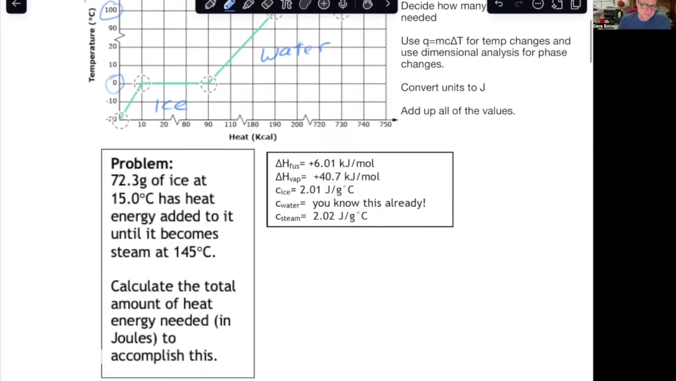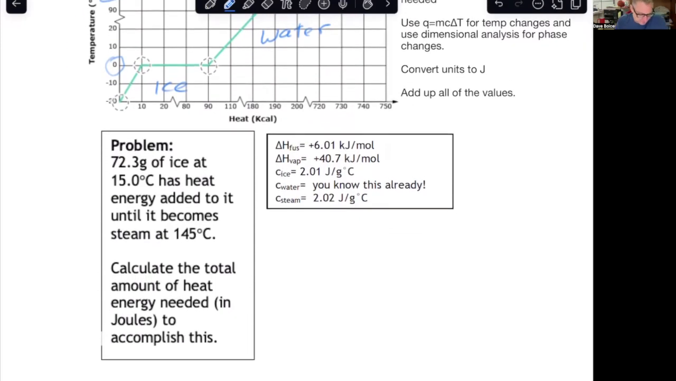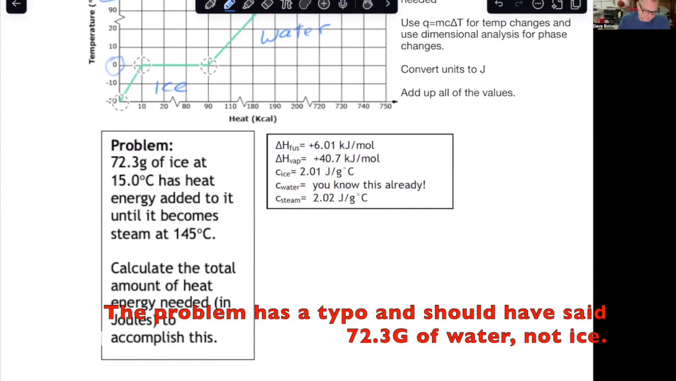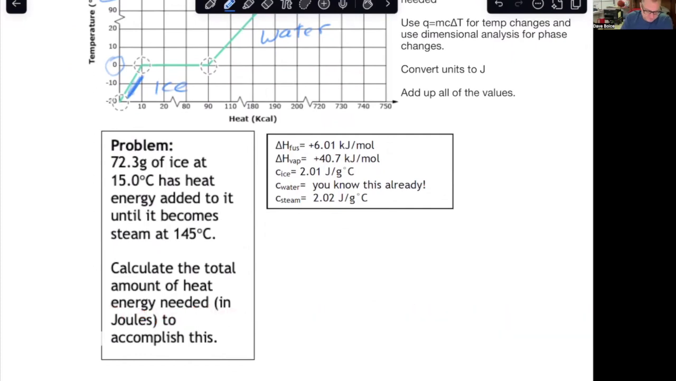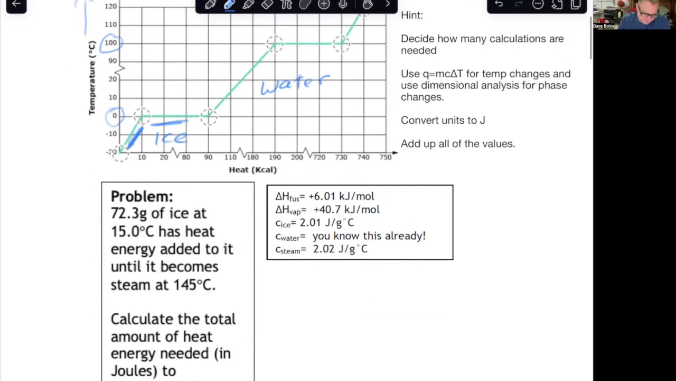In this case, our question is saying we have 72.3 grams of ice at 15 degrees Celsius. So if we're at 15 degrees, that means we're already water. We don't need to worry about this whole ice area here. This is already taken care of. We've already completed the phase change from ice to water. So we are at 15 degrees, right about here.